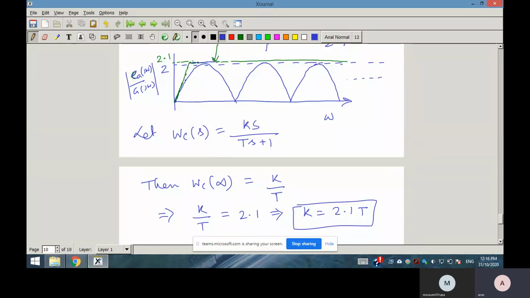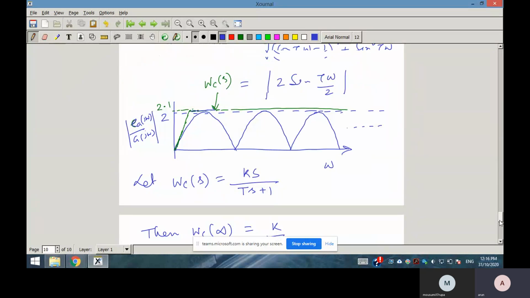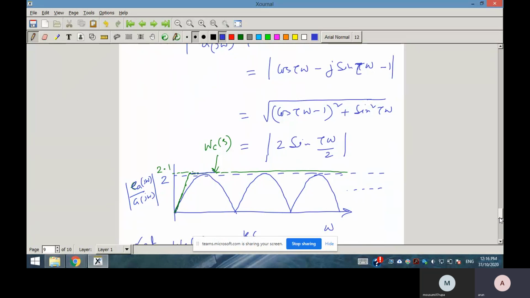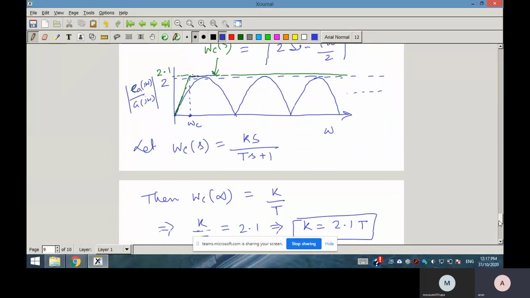Now, what is this slope? What is the slope of the normalized error? From this expression, it will be 2 into tau by 2 into cos of tau omega by 2. That means the maximum slope is tau. So what is this point then? This slope is tau. So what is this frequency? Suppose this is omega c.